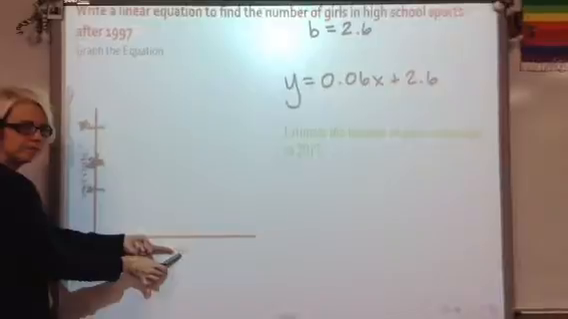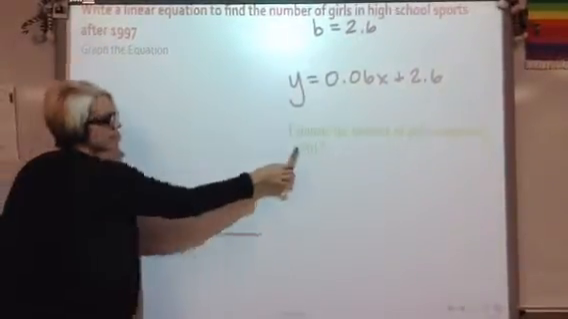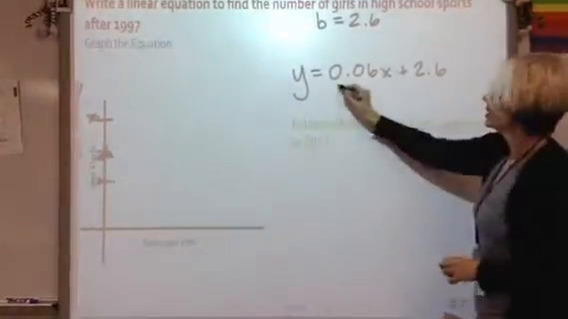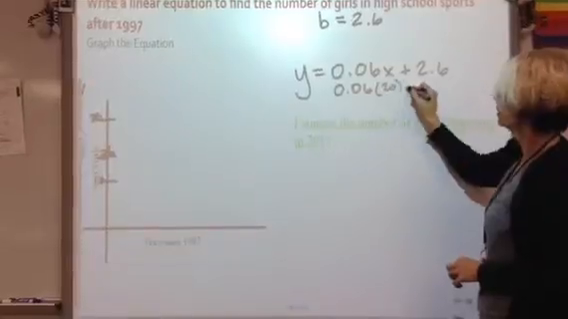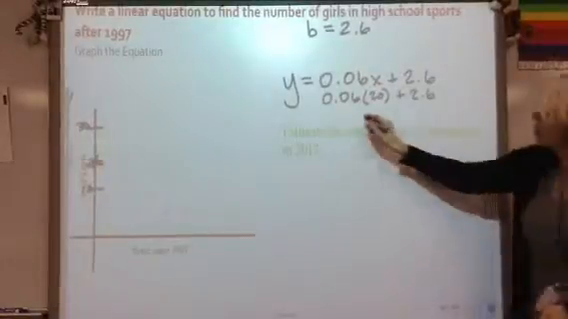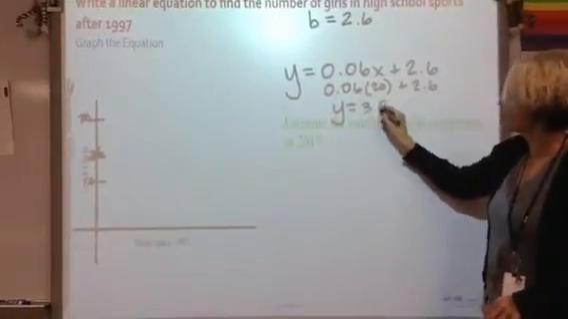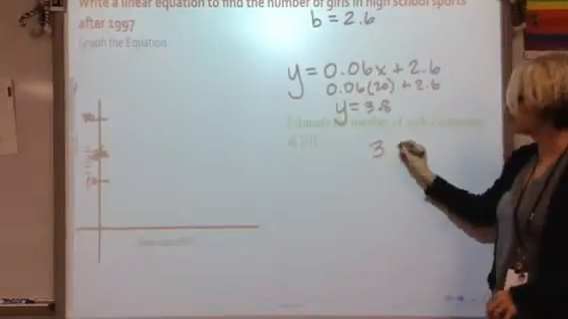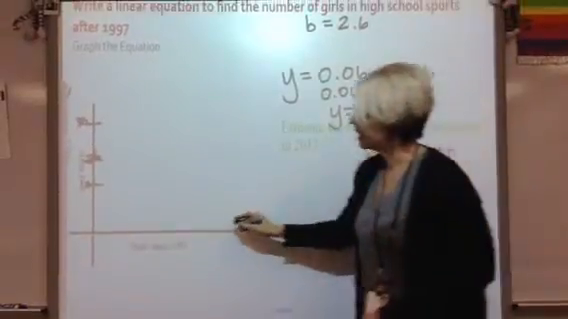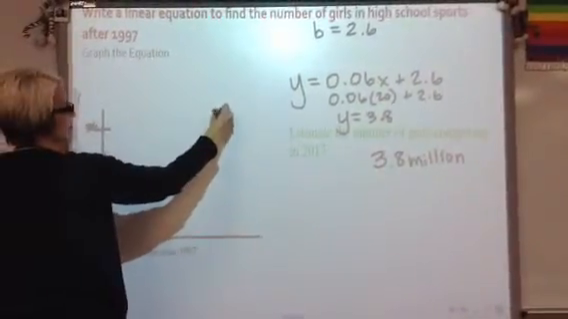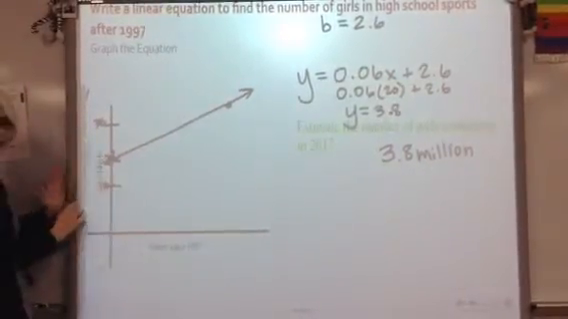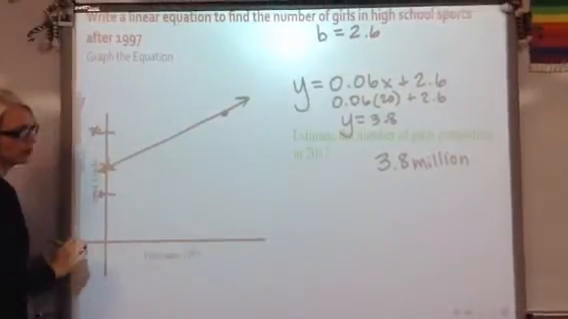Find that real quick. So we're going to do 20 for our x, because this is going to be per year. So we're going to take 0.06 times 20 and then add 2.6. So I'll do that on my calculator real quick here. So we get a total of 3.8. So remember, this is in millions. So we're going to say 3.8 million girls will be competing in the year 2017. And then I can graph that. 3.6 was about right here, so 3.8 would be right here. And then I would have a ray, because we're not really going to be concerned about the left side of this graph. So try the real world example in your notes.